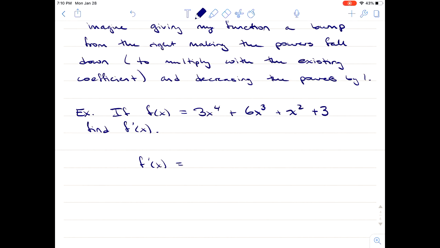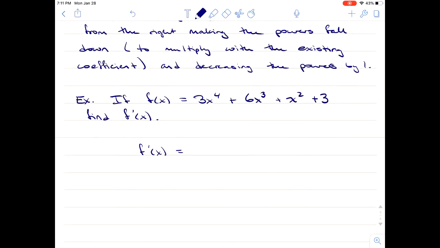So this one here, we can move on and say, well, this 3 would get bumped down in front. So we have 6 times 3 times x to the power of 2 now. Same thing here. Technically, we have 1 times x squared. This 2 gets bumped down in front here. So we have 2x to the power of 2 minus 1, which is 1. 3, there is no x, right? The derivative of a constant is 0. And that's what we wrote earlier.